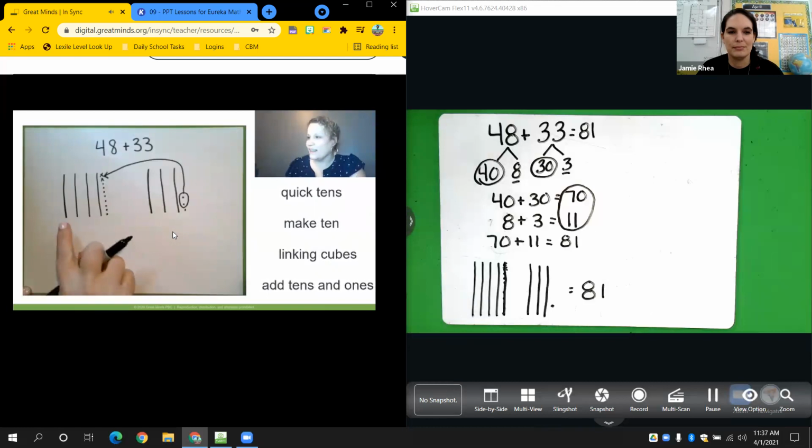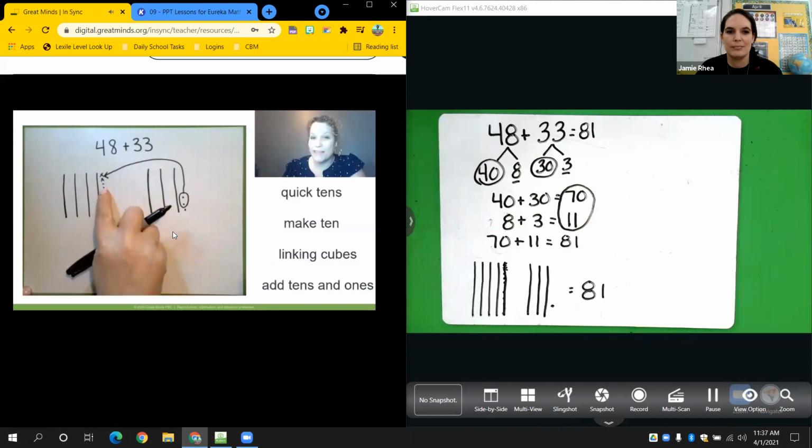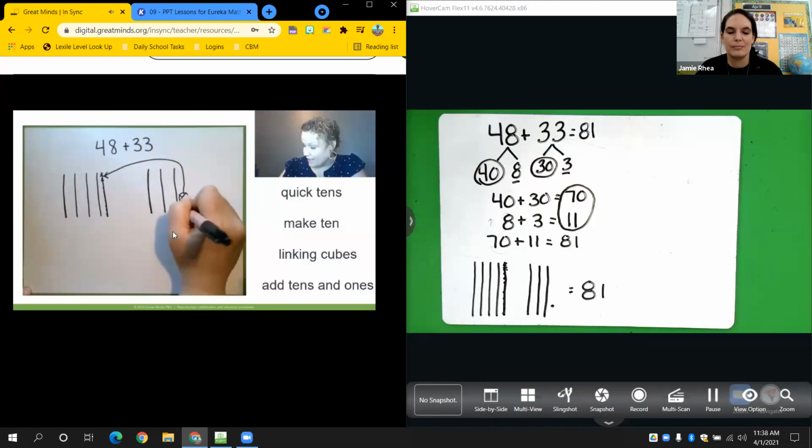I drew 48 as 10, 20, 30, 40, and these first 8 dots represent the 8 ones from 48. Then I had 10, 20, 30, or 3 tens from the 33, and 1, 2, 3 ones right here. Well, I could see that this 8 just needed 2 more to make a new 10. So I got them right here, and I added them over here, which makes a new 10. And that means that these are no longer here.